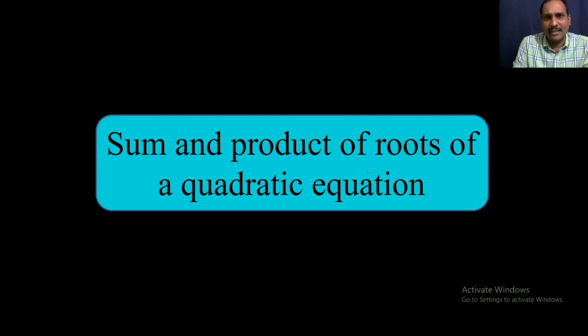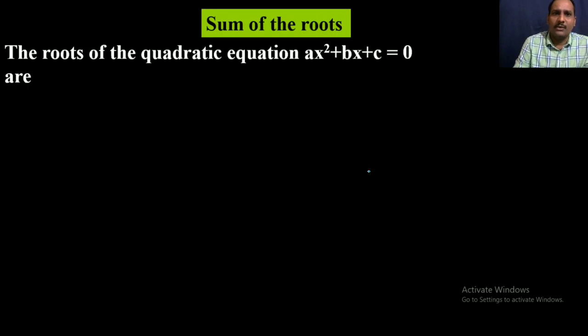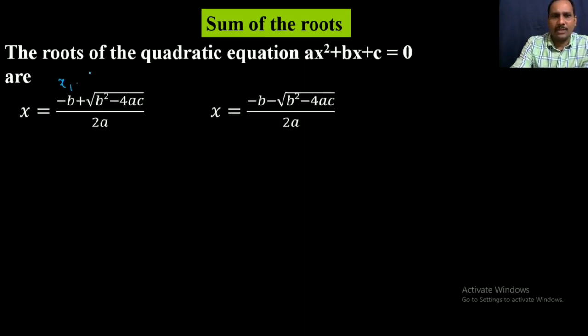To find the sum and product without knowing the roots, we will find the sum and product of the roots. Let us see. Now, what are the roots of the quadratic equation ax square plus bx plus c equal to 0? Let us take it as x1 is equal to minus b plus or minus root b square minus 4ac by 2a, and x2 is minus b minus under root b square minus 4ac by 2a.